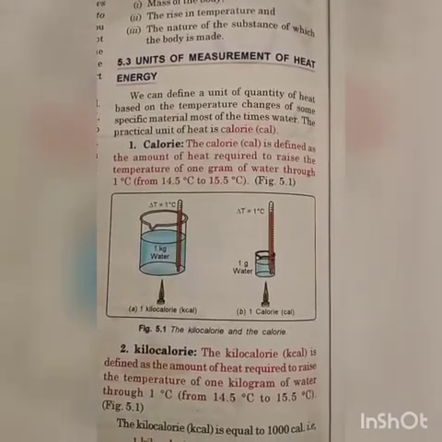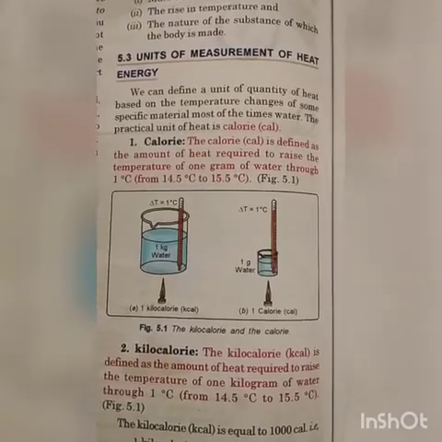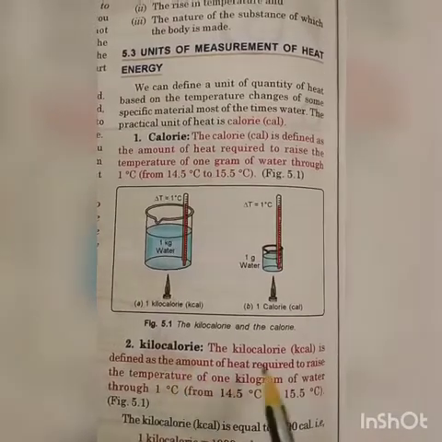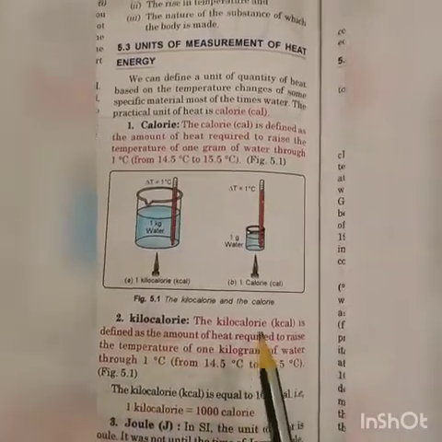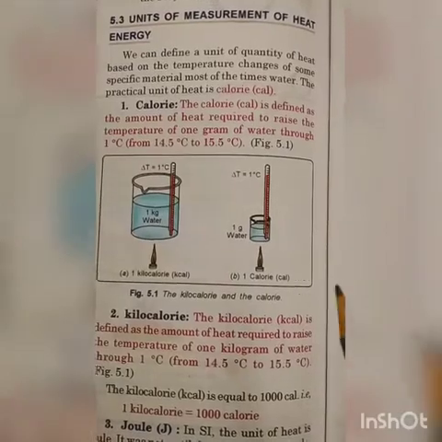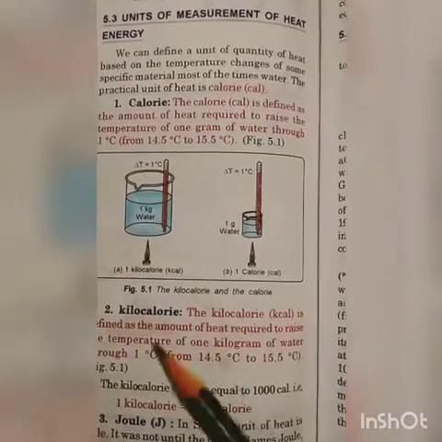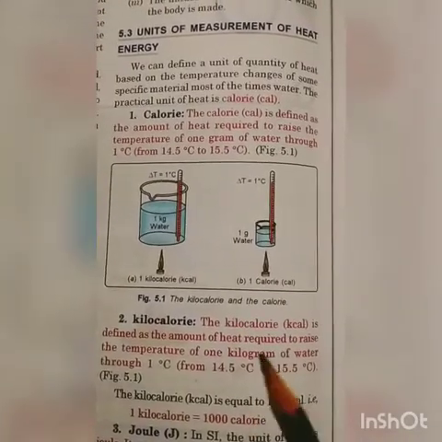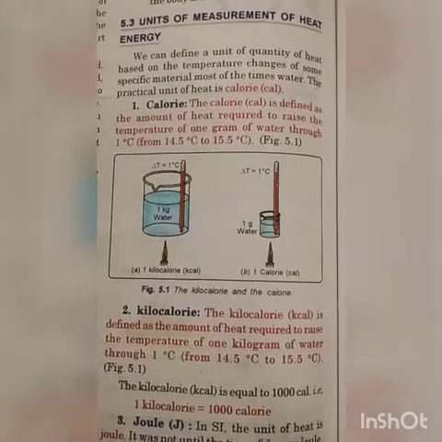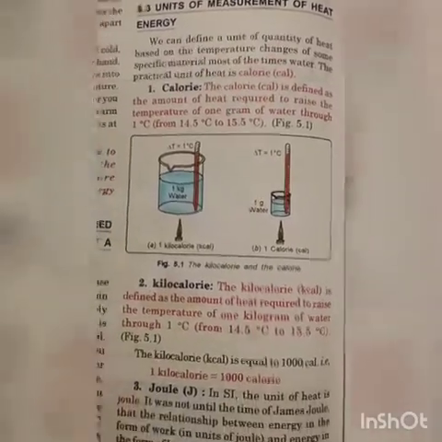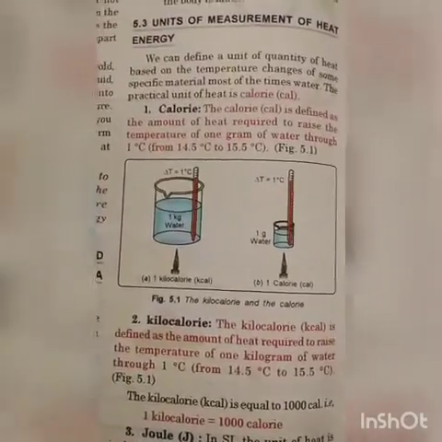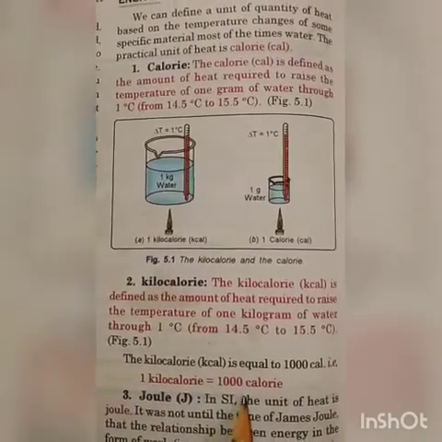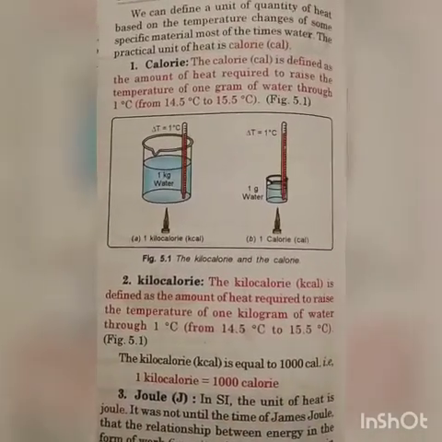Okay. Now kilocalorie is just the higher unit of calorie. Kilocalorie means if 1 kilogram of water rises by 1 degree, the amount of heat supplied to it is 1 kilocalorie. It's just the higher unit of calorie, and 1 kilocalorie equals 1000 calories.